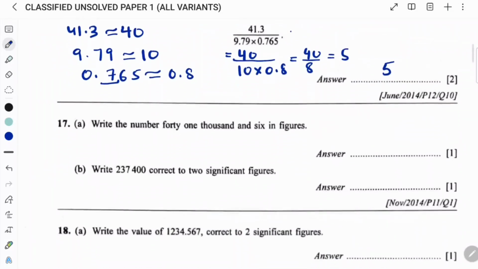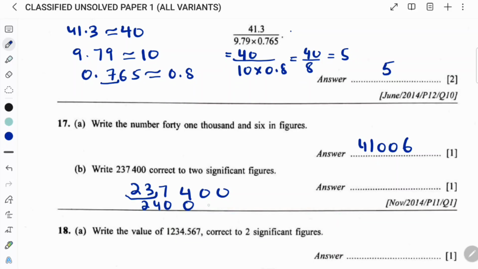Now the next question: write the number 41,006 in figures. So 41,006. Okay, this is 41,006. Write 237,400 correct to two significant figures. So 237,400, two significant figures. After that you have 7, so it will become 24, but you cannot leave it here. You have to put zeros, so 240,000.